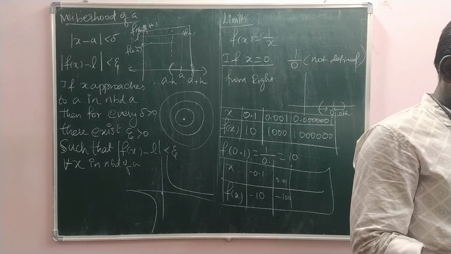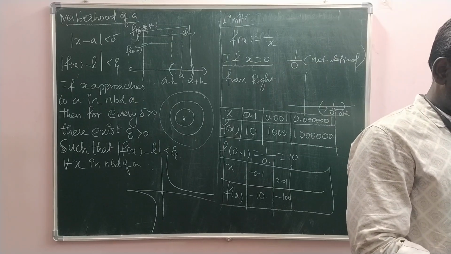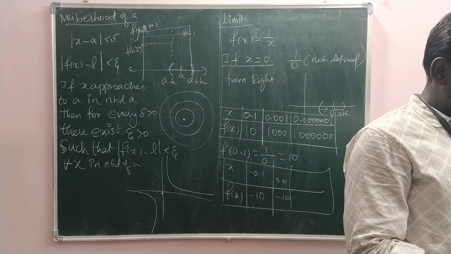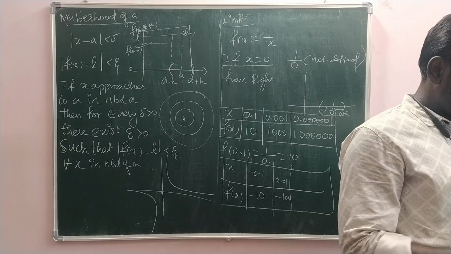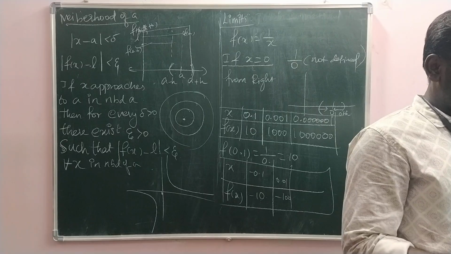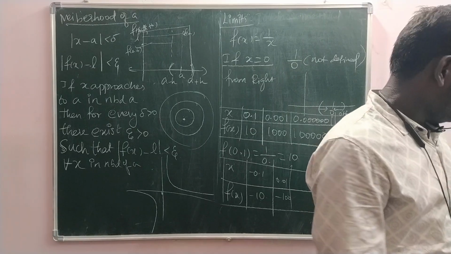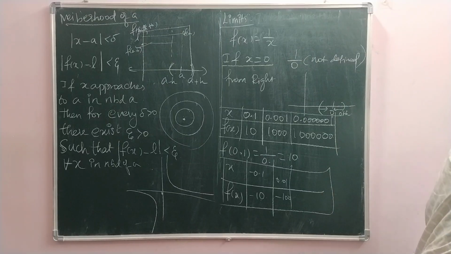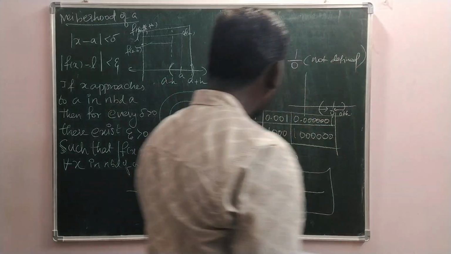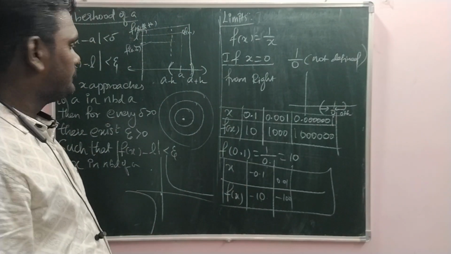Now, still we have to continue something: one-sided limits. That's all, you get the idea of limits, right? Next, deleted neighborhood.